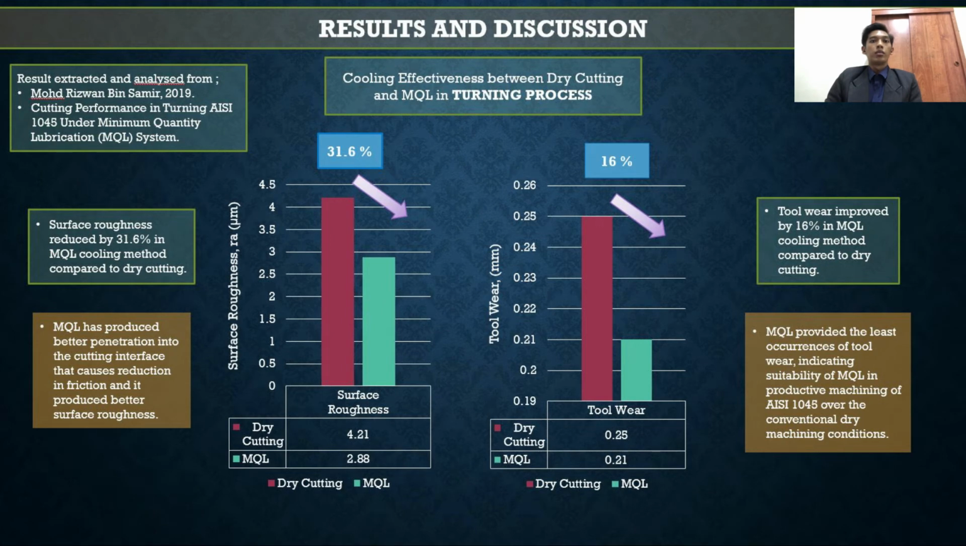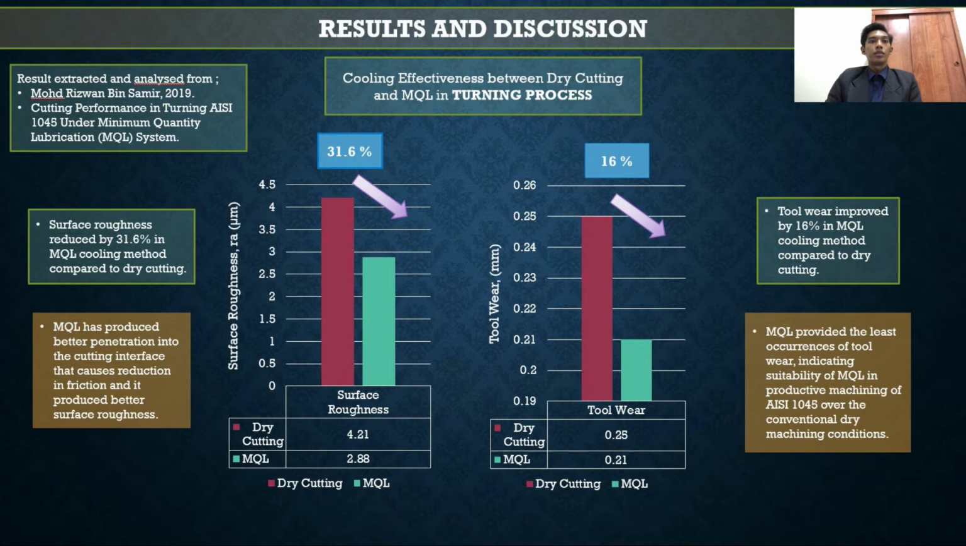Next slide is about result and discussion about cooling effectiveness between dry cutting and MQL in the process between surface roughness and tool wear. First of all, this result is extracted and analyzed from the past student research, Muhammad Rizwan bin Samir, 2019. The title is Cutting Performance in Turning AISI 1045 and the MQL system. As you can see, this is the graph comparison of cooling effectiveness between dry cutting and MQL in turning process.